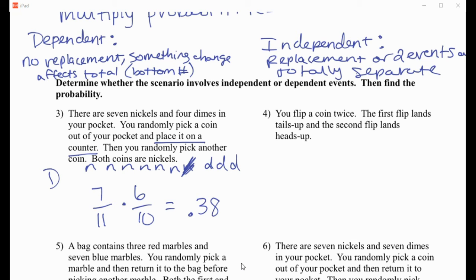This next one, you flip a coin twice. The first flip lands tails up. The second flip lands heads up. Well, that's what I mean when it's totally separate. One has nothing to do with the other. You're not pulling things out of a bag. Like flipping a coin, one flip has nothing to do with the other. So that's independent, and both times it's just 1 out of 2. If you multiply those together, you get about 0.25.